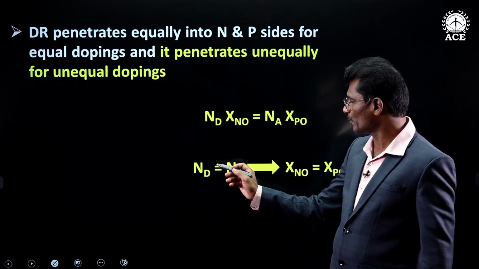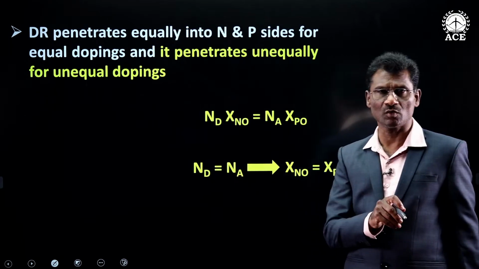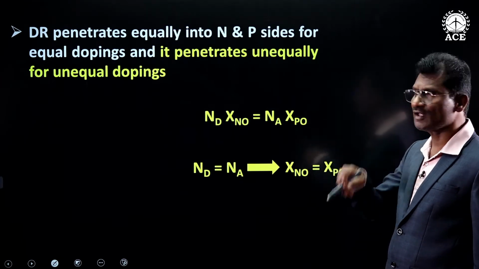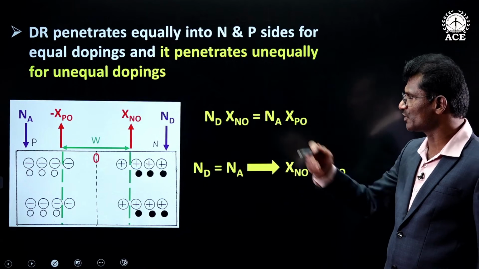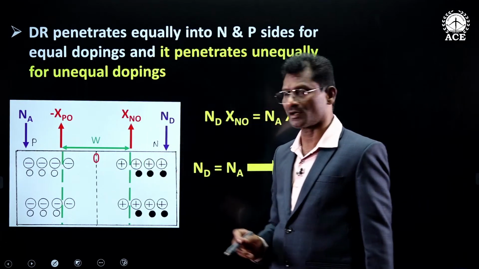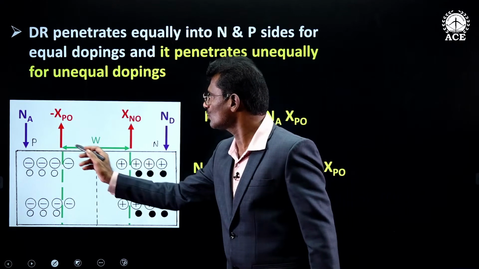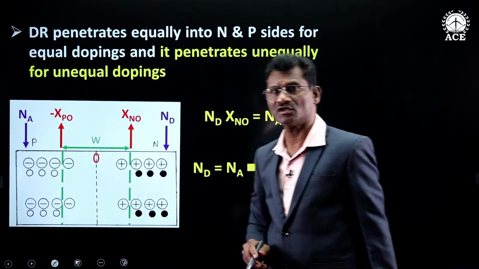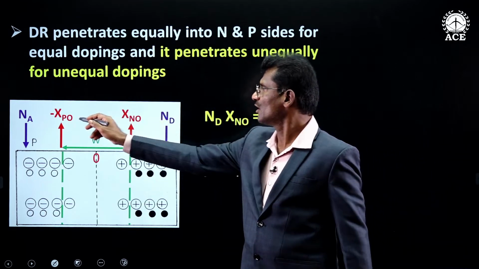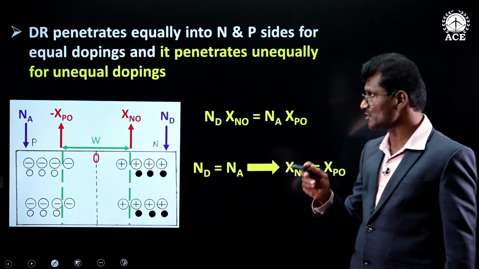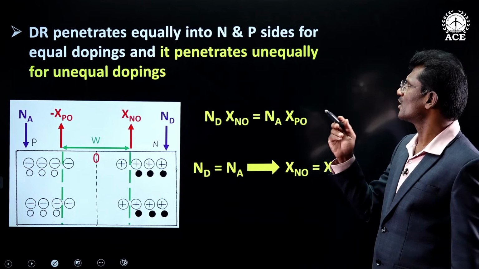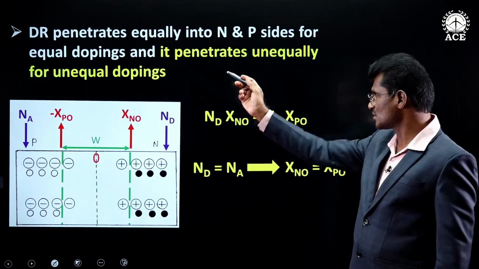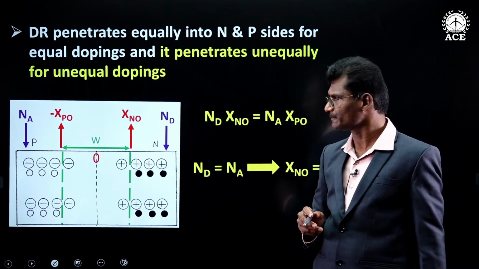That is, if the doping concentrations of the N side and P side are equal, then the penetration of the depletion region into the N side and P side will also be equal. That is observed in this diagram. From 0 to Xn0, the distance will be the same as 0 to minus Xp0. Since we assumed this as the origin, that minus sign is shown there. So the modulus of Xn0 and the modulus of Xp0 should be equal. That is, the depletion region penetrates equally into N and P sides for equal dopings. We will see the meaning of the second half of the statement.